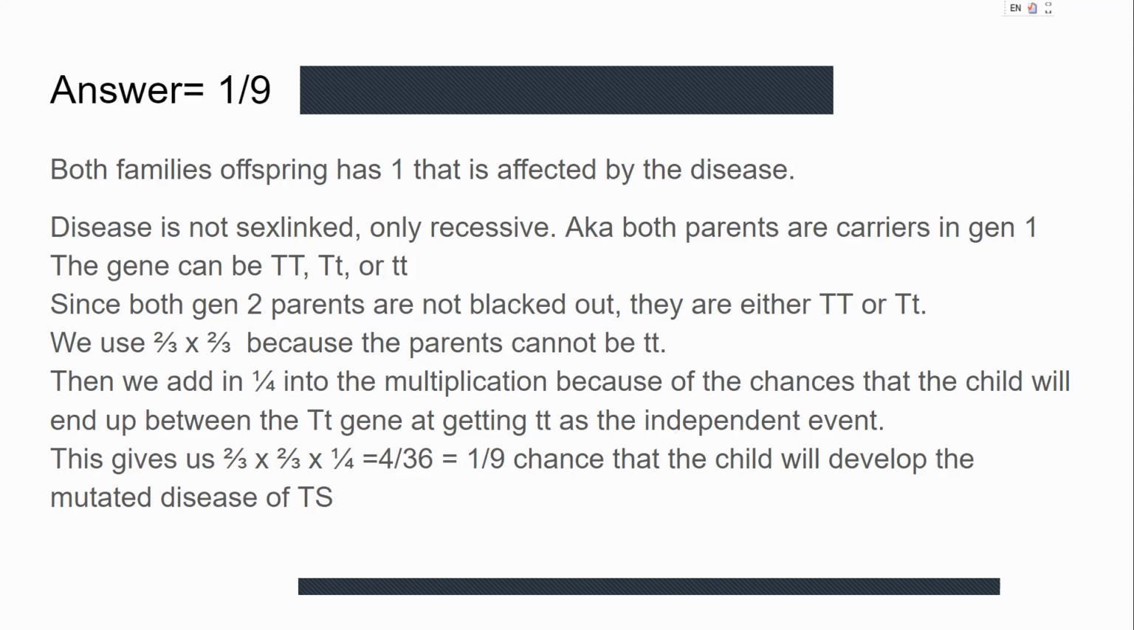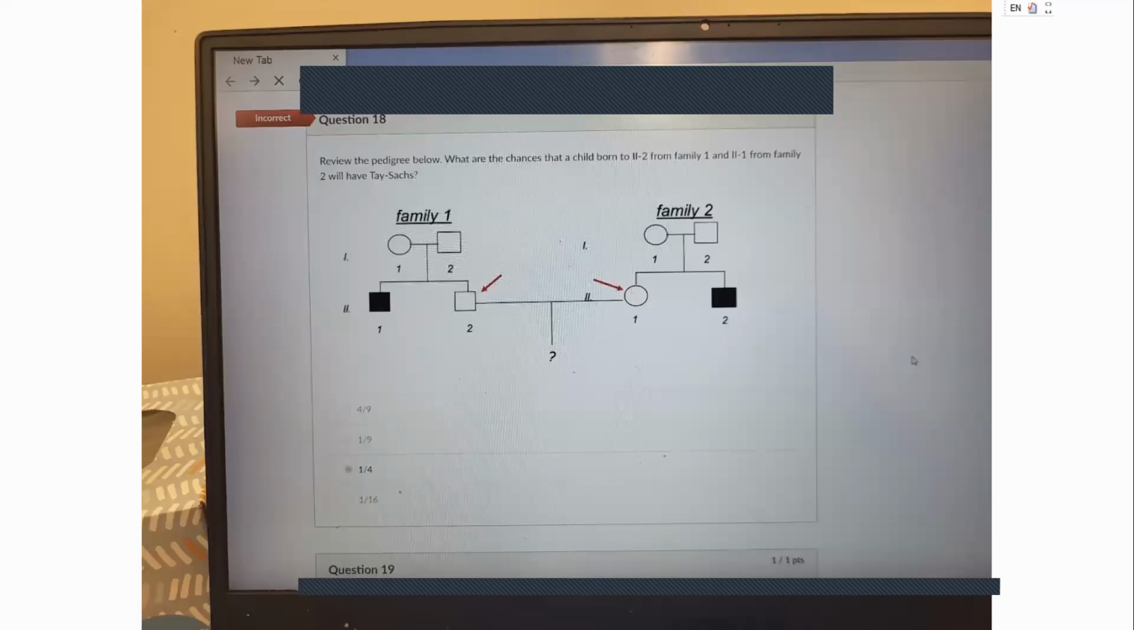Because the gene only appears blacked out when there are two lowercase t, we can use 2/3 times 2/3, because both of the parents cannot have two lowercase t. Then we add in the 1/4 to the multiplication, because of the chance that the child will end up with the gene from two heterozygous parents as an independent event. This will give us 2/3 times 2/3 times 1/4, which gives us 4 out of 36, totaling 1/9 chance that the child would develop the mutated disease. And that would correspond to the second option.